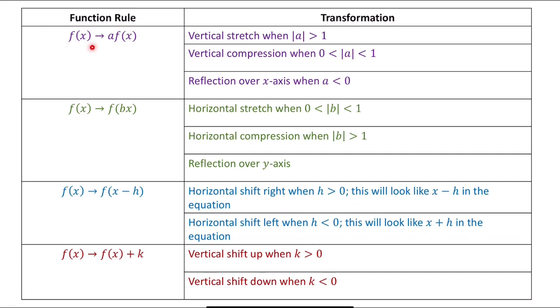So here is a summary of this in chart form. If we have f of x transformed to a times f of x, you can see it's a vertical stretch or compression or a reflection. If f of x transformed to f of b times x, it's going to be a horizontal stretch or compression or a reflection over the y-axis. If f of x becomes f of x minus h, we have a shift right when h is greater than 0, so that's going to look like an x minus h. And then it's a shift left when h is less than 0, so it's going to be an x plus h. Then we have f of x transformed to f of x plus k, and it's going to shift up when k is greater than 0, and down when k is less than 0.